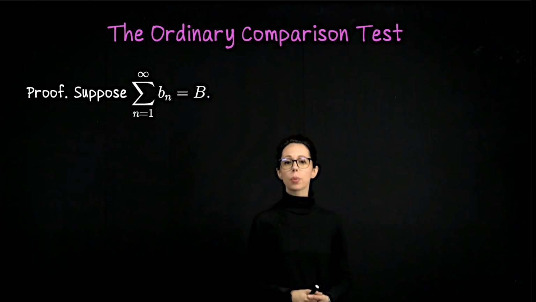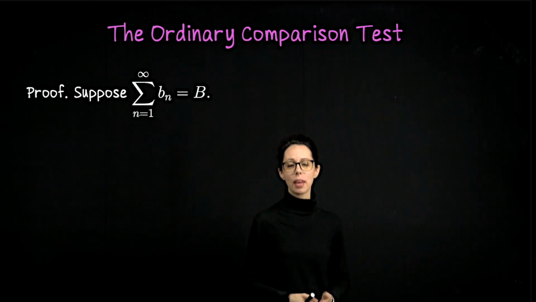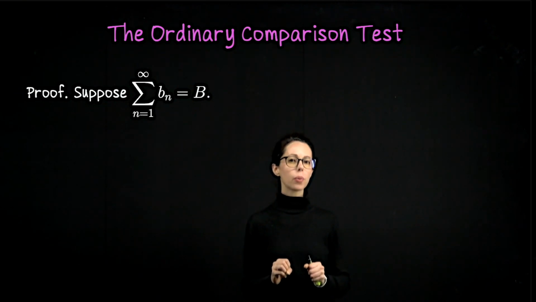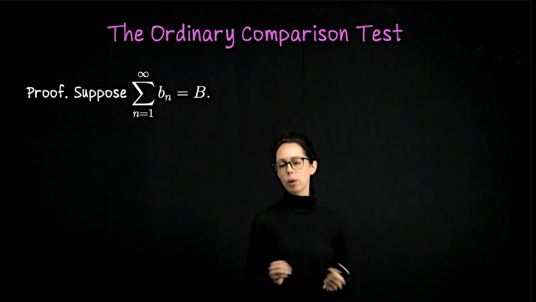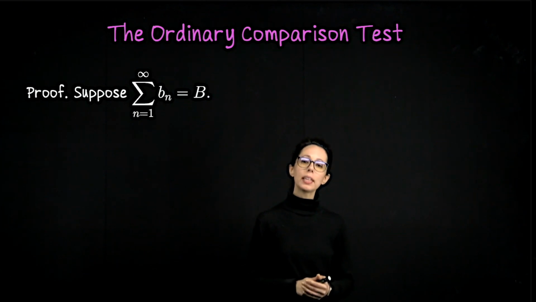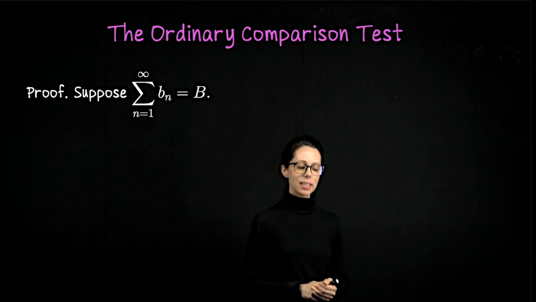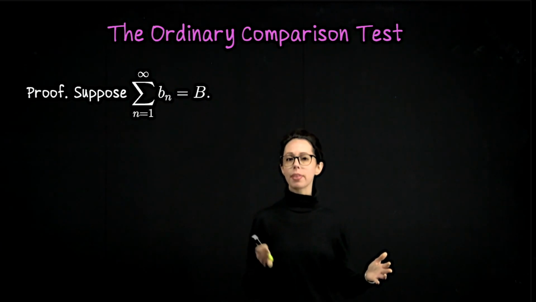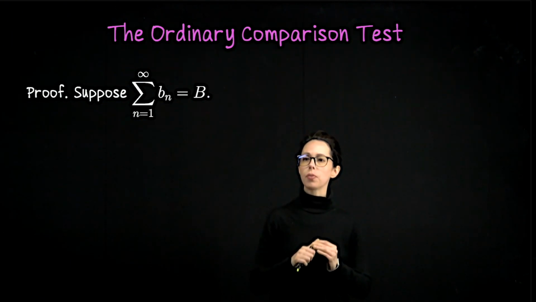Now I would like to take you through the proof of the ordinary convergence theorem. There were two statements, but because they were logically equivalent, the second one was the contrapositive of the first one, we only need to prove the first one. That was the idea that being smaller than a convergent series meant that you also converged. So I've started the proof here.